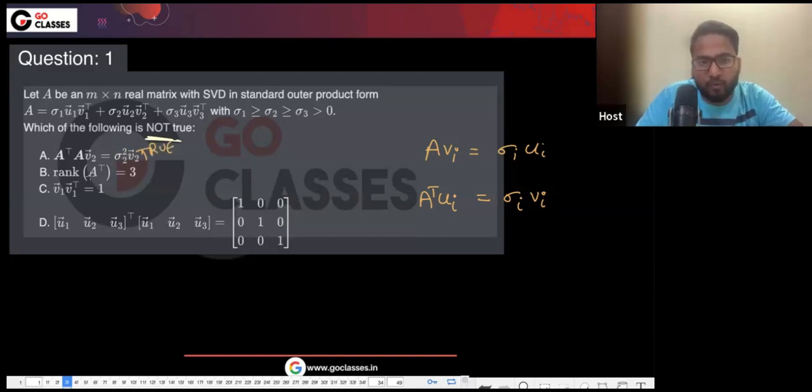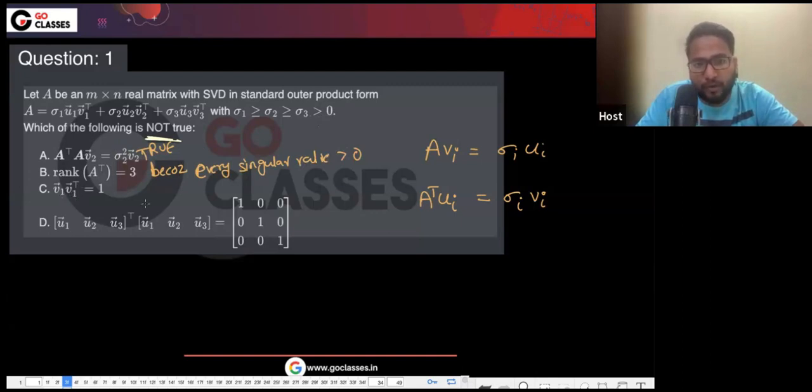But they're asking not true. Rank of this is 3. If every singular value is greater than 0, then yes, because every singular value is greater than 0.